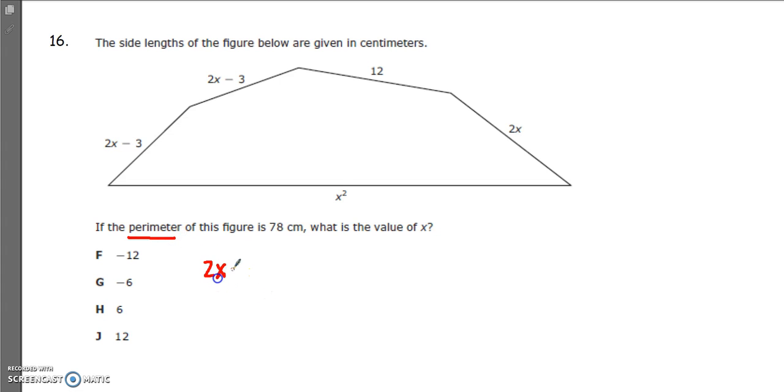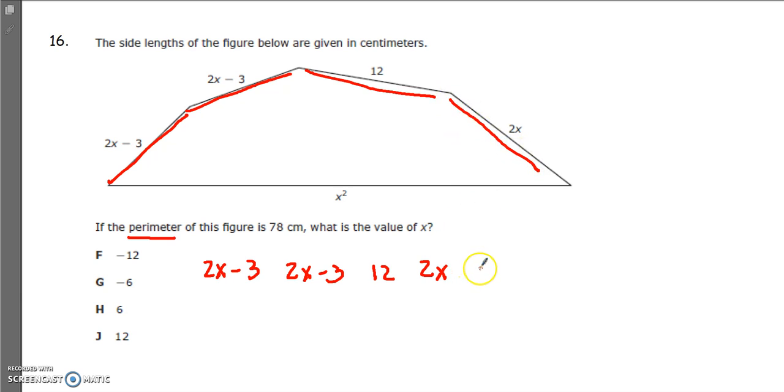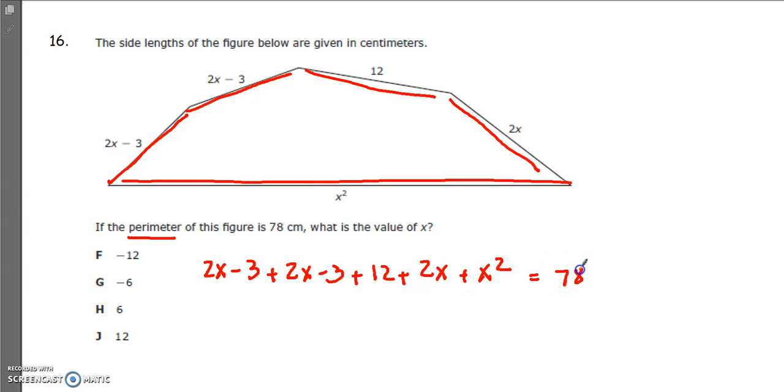So we have 2x minus 3 right here. We have another 2x minus 3. We have a 12. We have 2x. And then we have x squared. And we know we're going to add all of those up. And that is going to equal 78.